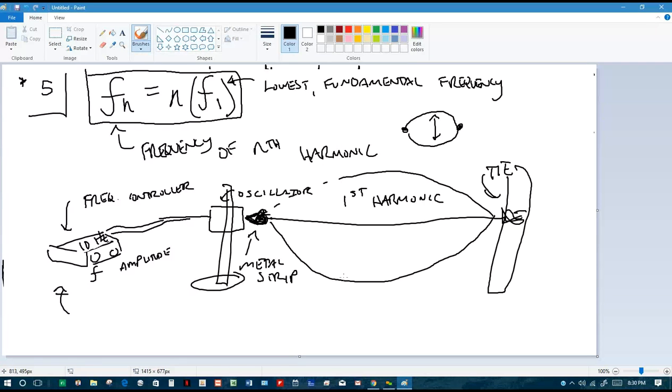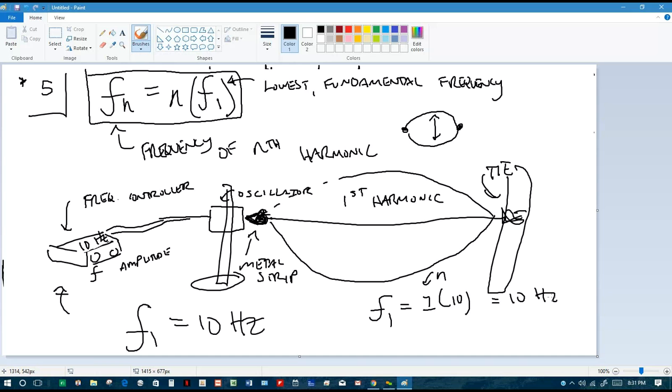The fact that the first harmonic is 10 hertz tells us that F1 is 10 hertz, right? That's what's in the equation. You see the box on the top, F1, right? So when N is 1, what is the frequency of the first harmonic? Well, F1 will be 1 times 10, which is 10 hertz, because the number 10 would therefore be F1.